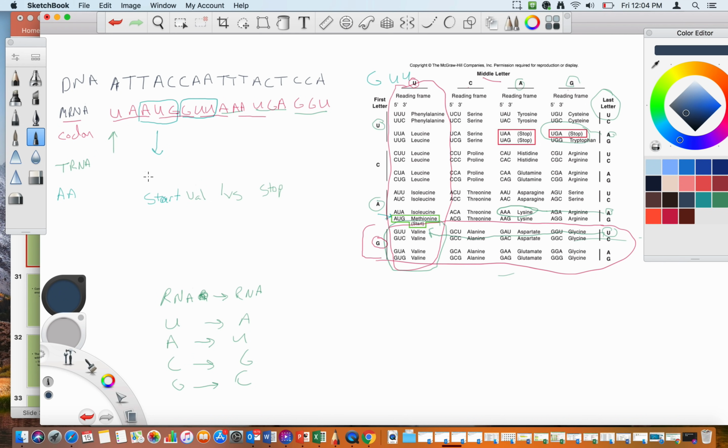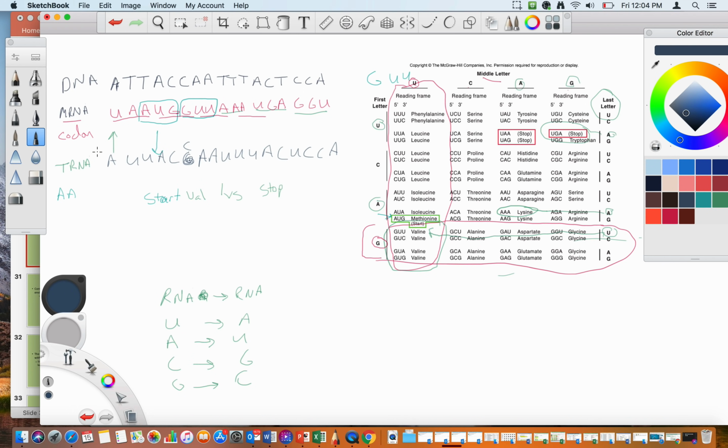So our tRNA, just going from mRNA to tRNA, U is A, U, this is a C, A, U, A, C, U, C, C, A. All right, so that would be our tRNA molecule.